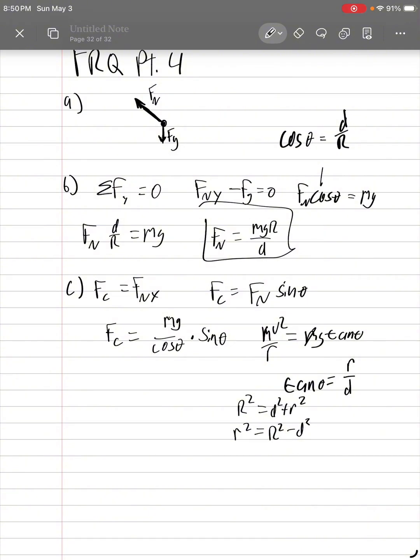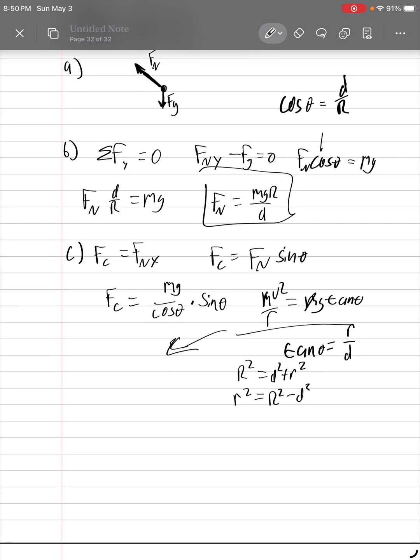And so now back to our original equation. We're just going to move this to the left, and here we're just going to multiply the r value to the right. So we're going to have v squared is equal to g r tan theta. And now we're just going to replace tan with what we just found as r over d. So we'll have v squared is equal to g r squared over d.